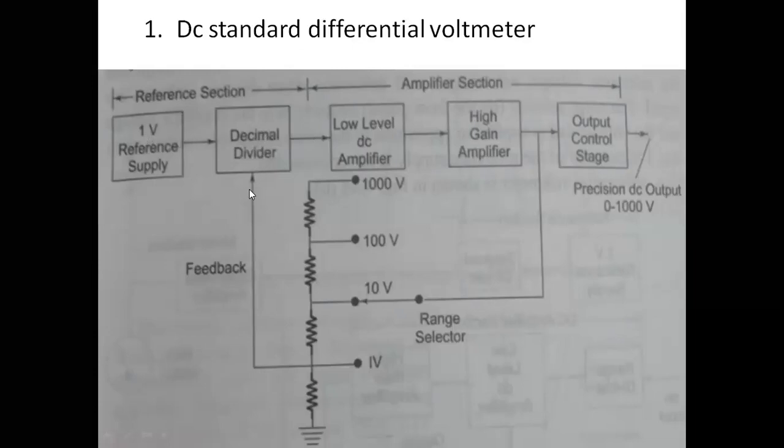The decimal divider will provide the microvolts range of the voltage with reference to the 1 volt supply. In that way we can provide the voltage output. So we can get precision DC output from 0 up to 1000 volts.